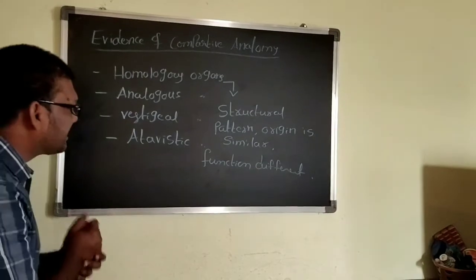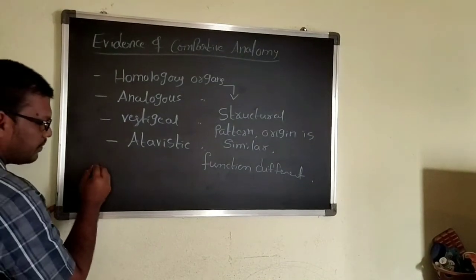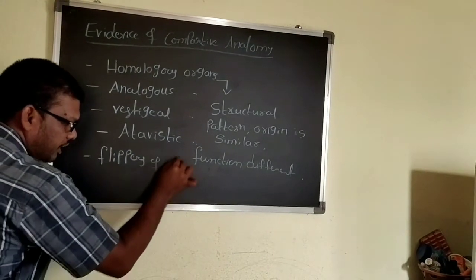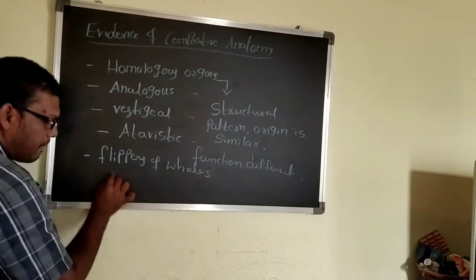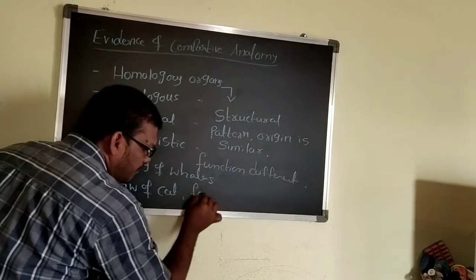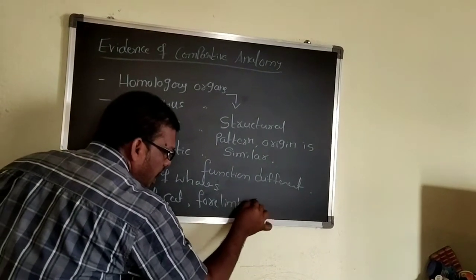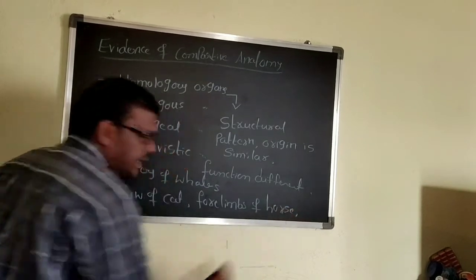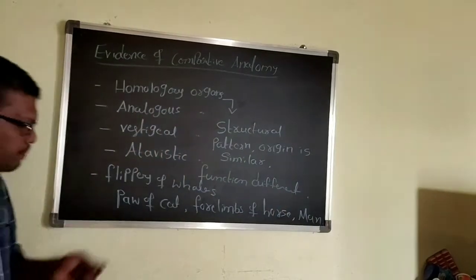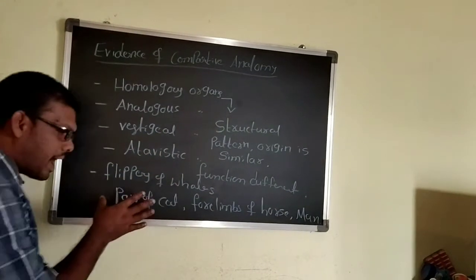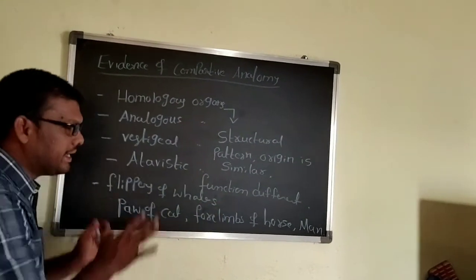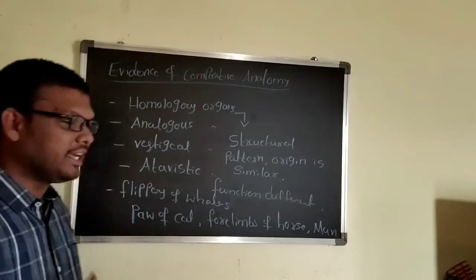Now, for example, take the flippers of whales, the paw of cat, the forelimb of horse, and the forelimbs of man, the human hand. These are structurally similar but functionally different.